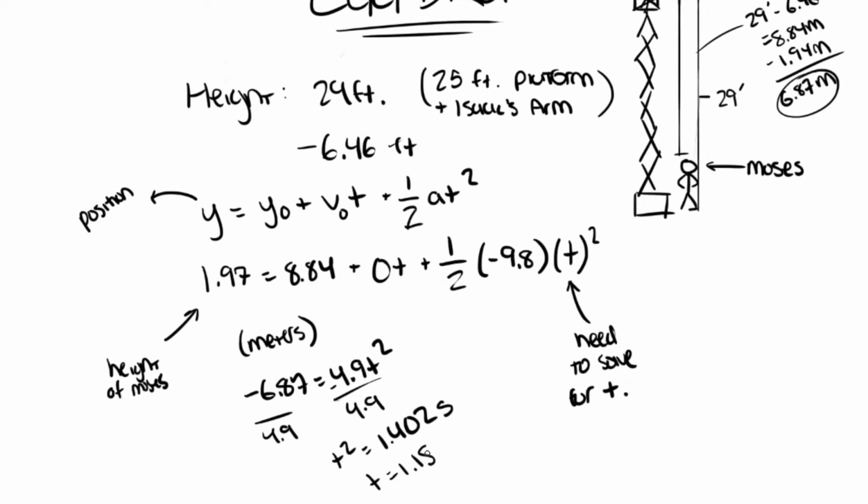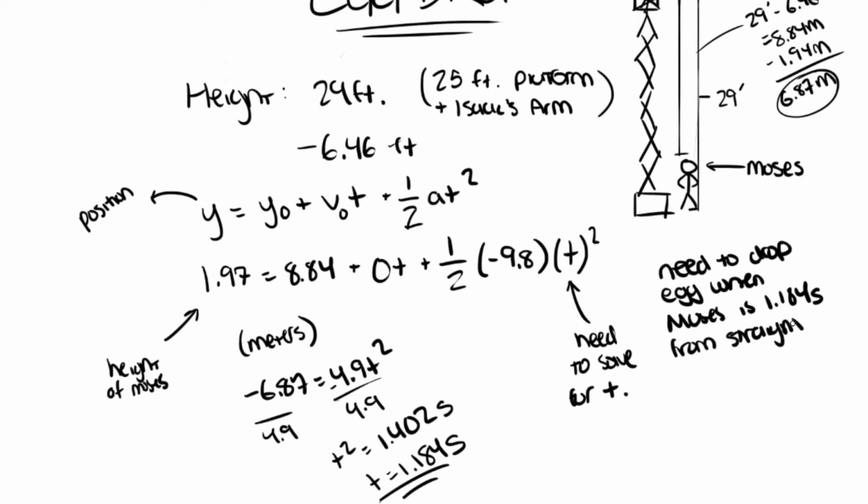t equals 1.184 seconds. So what that tells you is that we needed to drop the egg when Moses was 1.184 seconds from straight below where the egg would be. So we had to figure out how much Moses would go in 1.184 seconds.